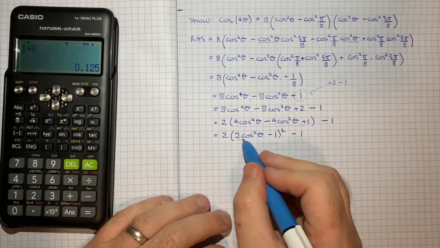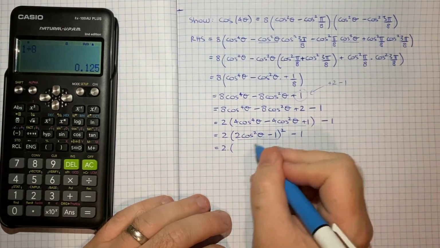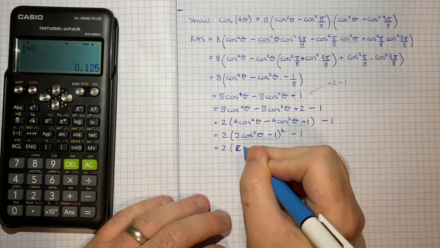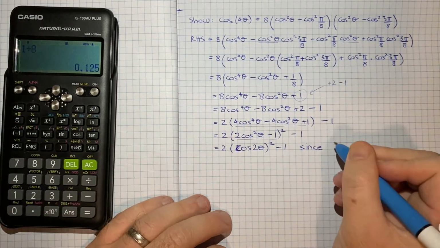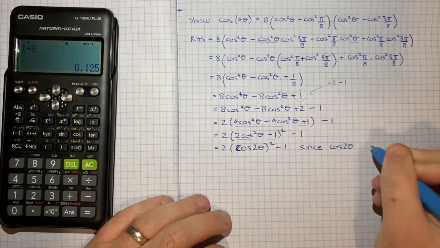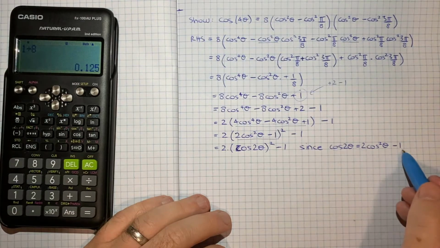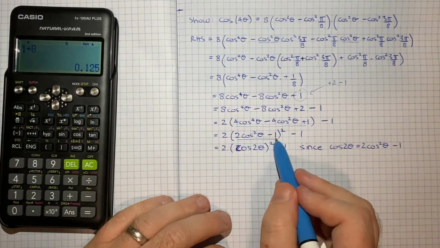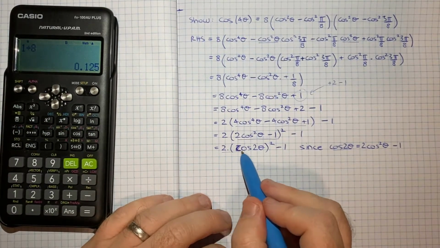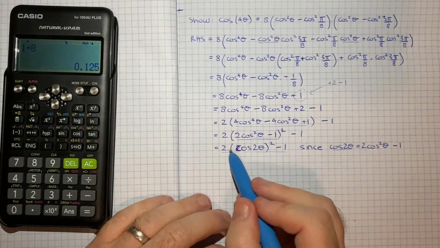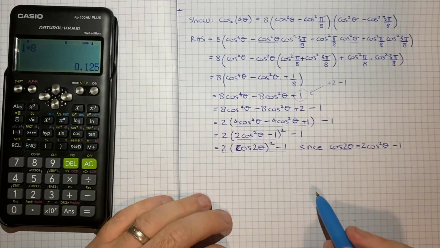And this we can write as 2 times, inside here, cos of 2 theta all squared, minus 1. Since one of our double angle rules says that cos of 2 theta is equal to 2 cos squared theta minus 1, we've got our 2 cos squared theta minus 1, so we can write that as cos 2 theta. And this, you may notice, is in the same format: 2 of cos something squared minus 1.